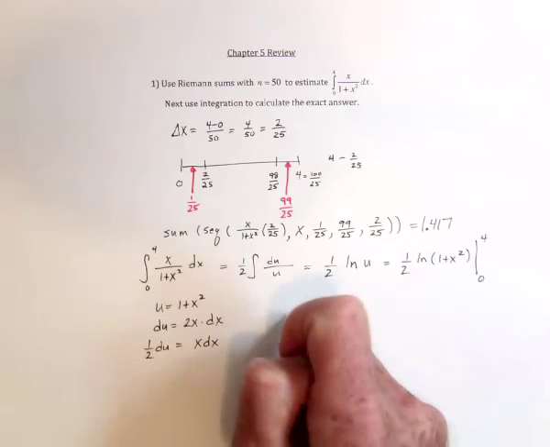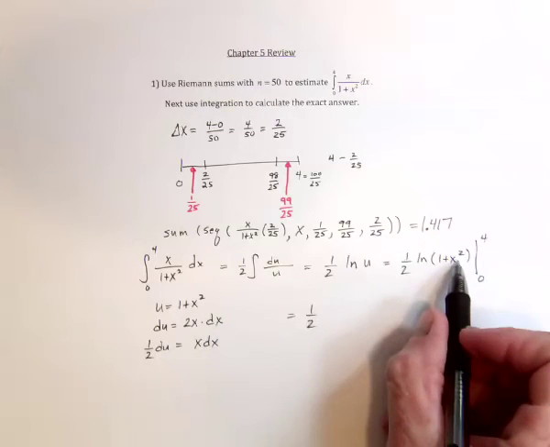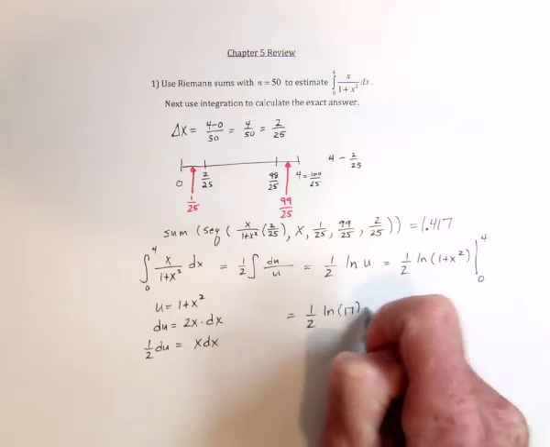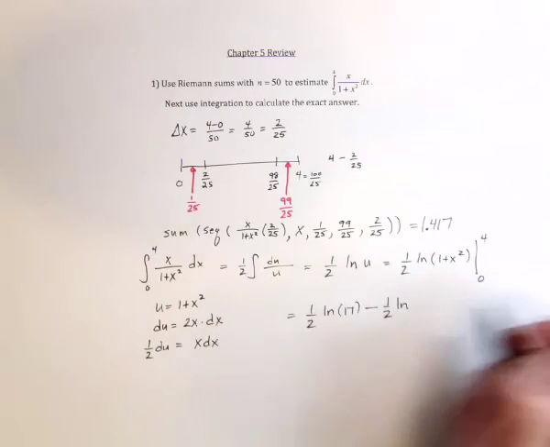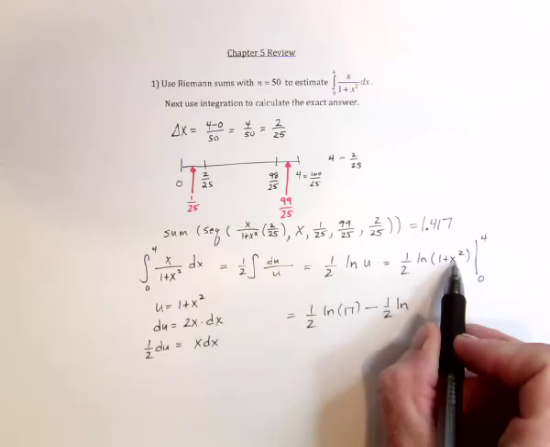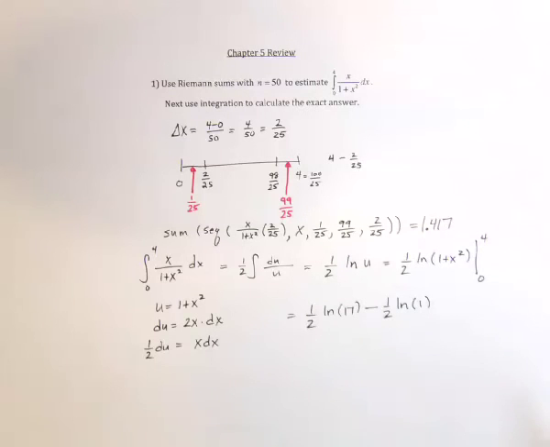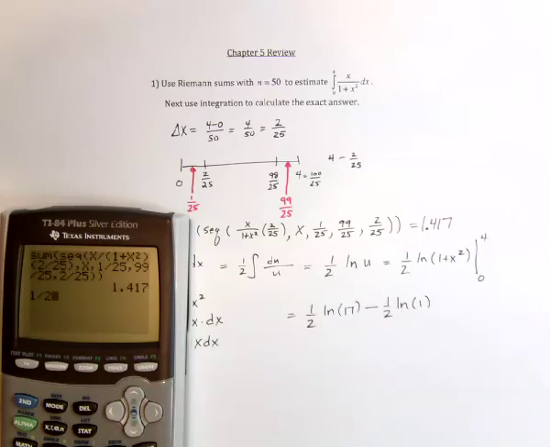So we've got 1/2. If I put a 4, that's going to be 16 plus 1 is 17. Minus, when I substitute a 0, it's going to be 1/2 natural log of 0 squared plus 1, so natural log of 1, which equals 0. So we've got our estimate of 1.417, and then our actual answer is 1/2 the natural log of 17. Hey, that was a pretty good estimate.